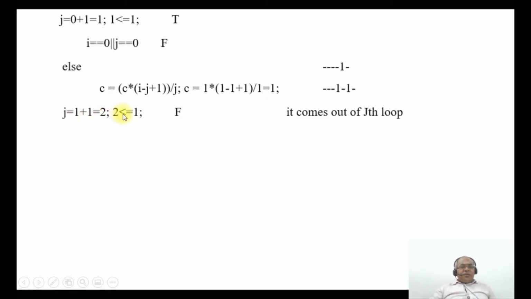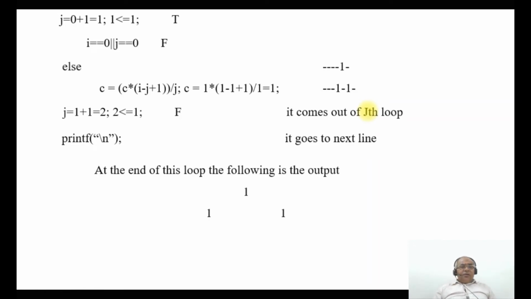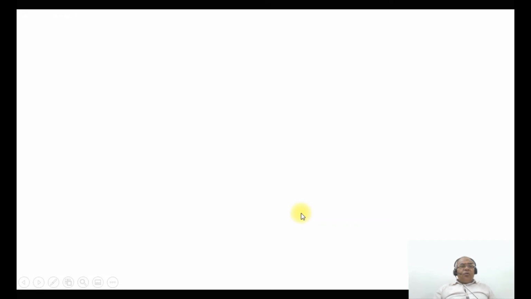Then j becomes 2. Is 2 less than or equal to 1? No, it fails. It comes out of the j loop and goes to the next line. Then at the end of this loop, the following is the output. So the first row, i equal to 0, is over, and i equal to 1 is over. Now we go for i equal to 1 plus 1, it becomes 2.